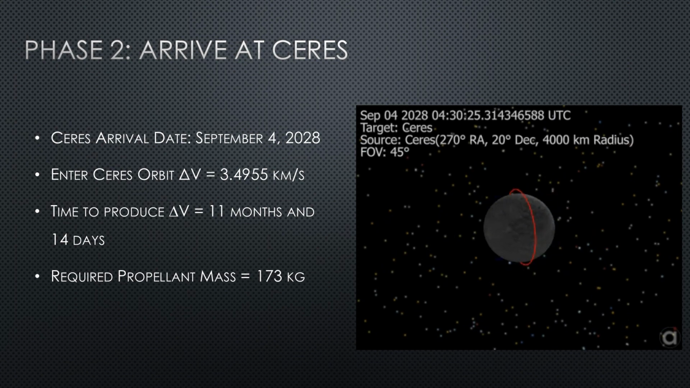In order to be captured in a polar orbit around Ceres, a delta V of 3.4955 kilometers per second is required. The low-thrust propulsion system of the spacecraft will provide this delta V in an estimated time of 348 days.